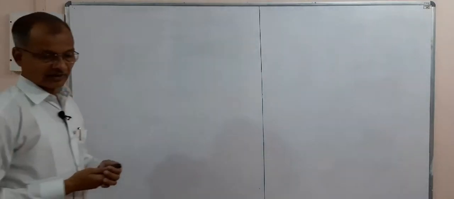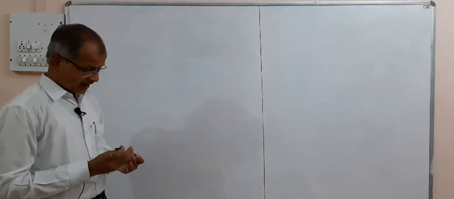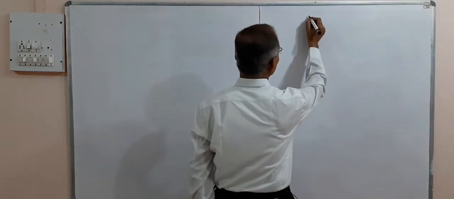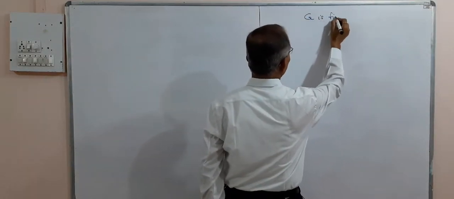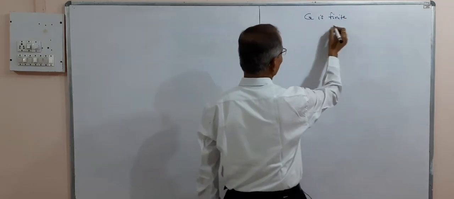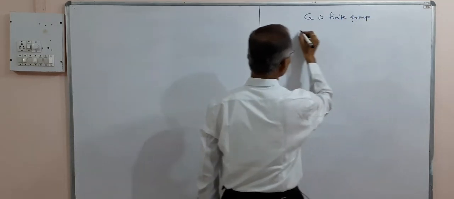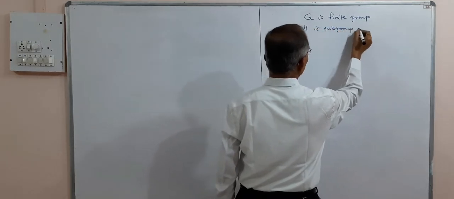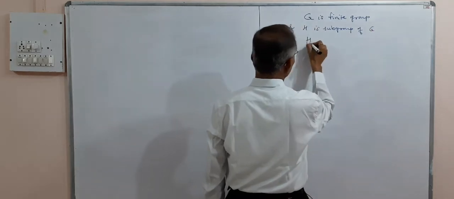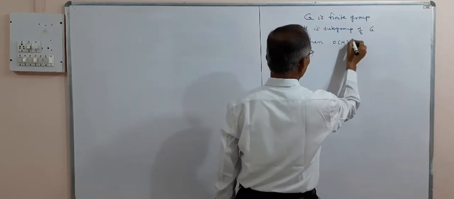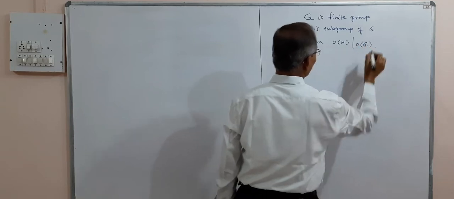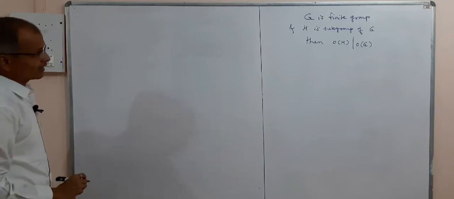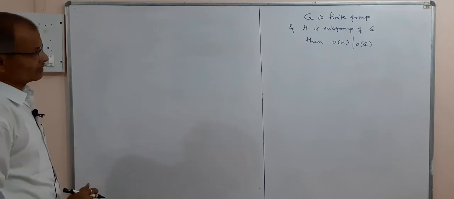So we have studied Lagrange's theorem, and Lagrange's theorem is: if G is a finite group and H is a subgroup of G, then the order of H divides the order of G. Now one more thing we shall define is the index of H in G.